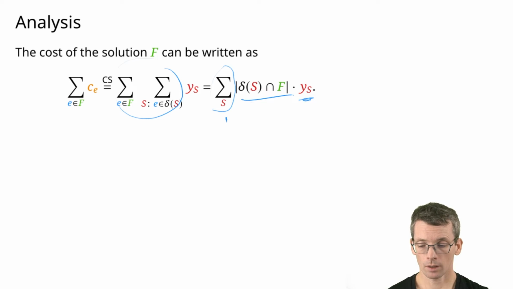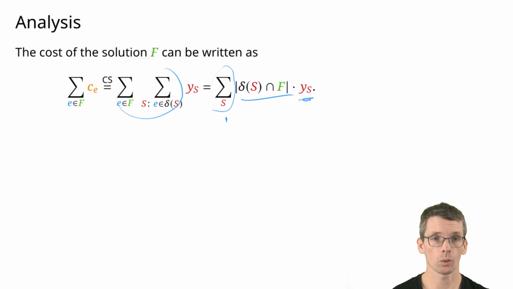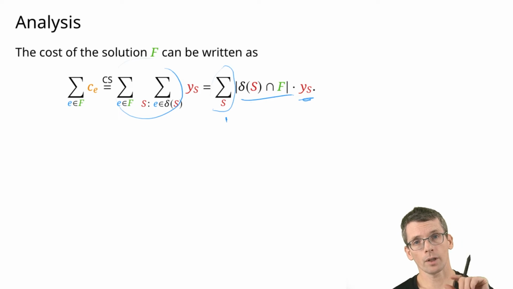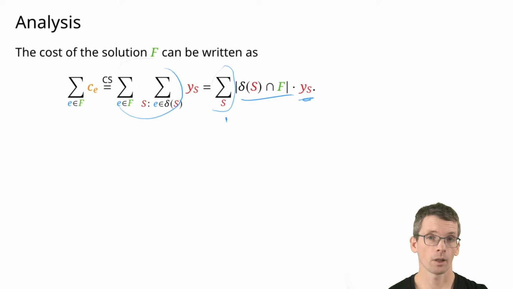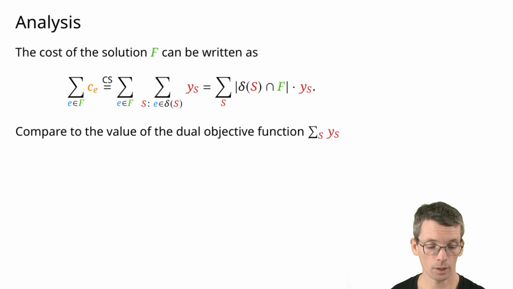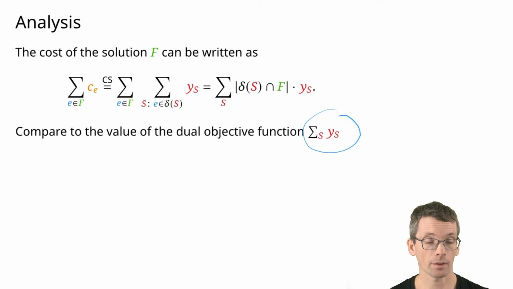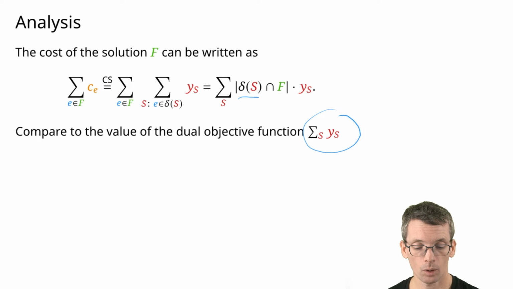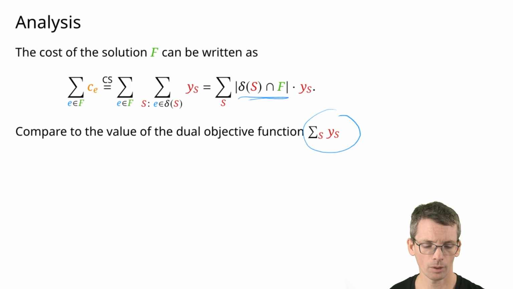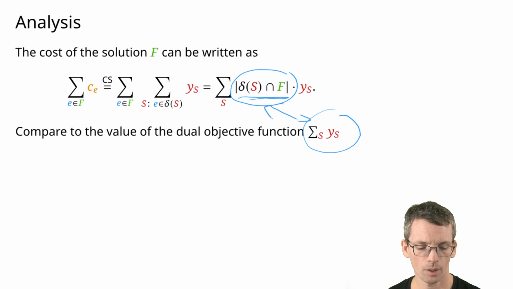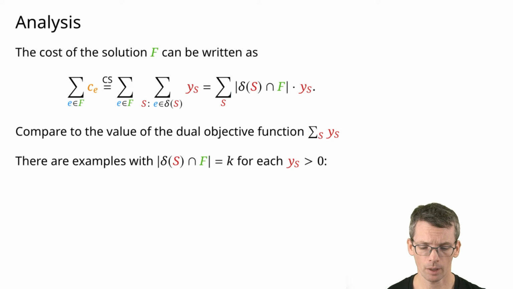Now this is a guarantee that we get for the cost of the solution, and for the approximation factor we're going to compare that to the value of the dual solution. The value of the dual solution is simply the sum of the Ys. And what you see here is that this doesn't quite work out yet, because the approximation factor is this term here, and that term can actually not be reasonably bounded. So this can be as large as k, the number of terminal pairs.